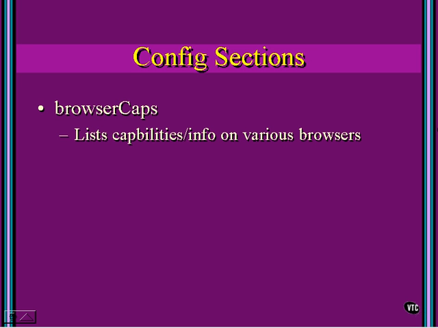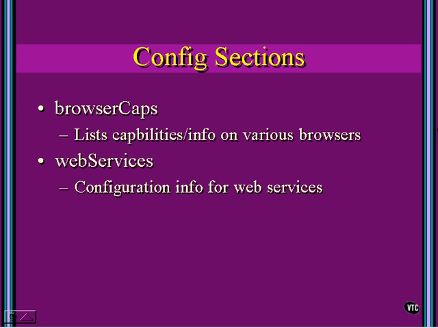Browser caps, this is the capabilities and information on various browsers. When it gets header information in, it compares that header information to what's in this section to determine what kind of browser is out there. And keep in mind, these things are changing constantly, so you may want to come in and tweak this every once in a while. Web services, this is where we have configuration information for web services. These things are red hot.